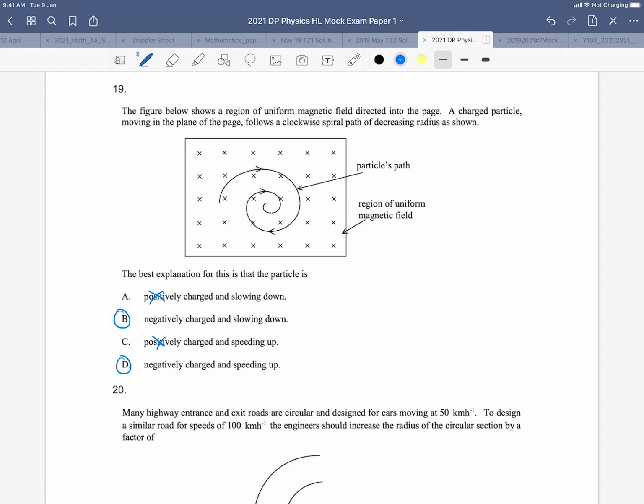Is it slowing down or speeding up? Well, it's spiraling inwards because it's losing energy, which of course means it slows down. So it's pretty obvious that it should be slowing down. But if you really want to work it out in detail, remember that we get this expression for the radius of circular motion of a charged particle in a magnetic field. You can see that the radius decreases when v decreases. If m, q, B are constant, then a decreasing r means a decreasing speed, so it's slowing down.